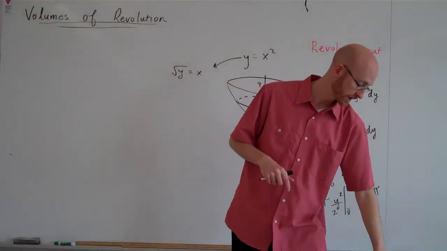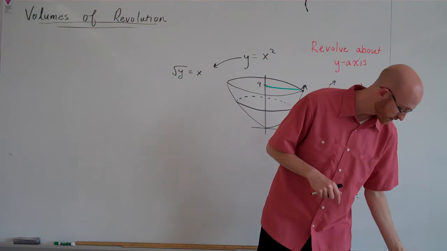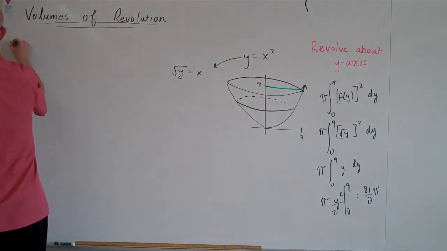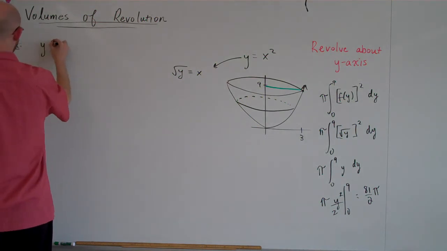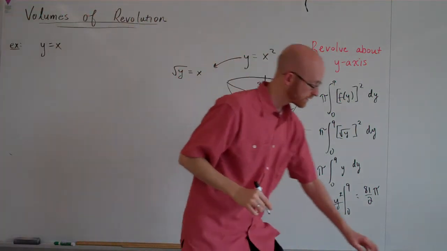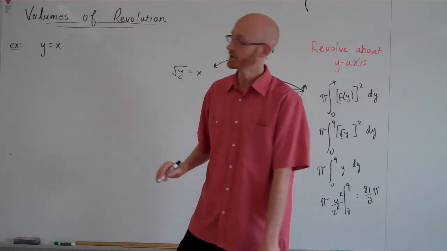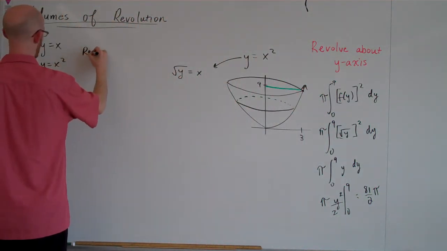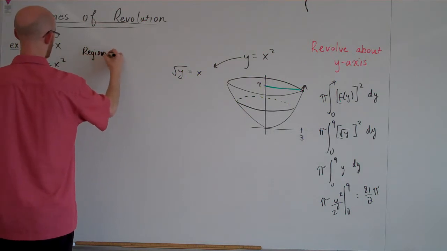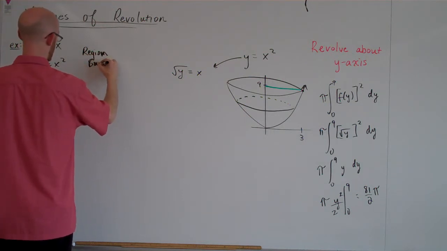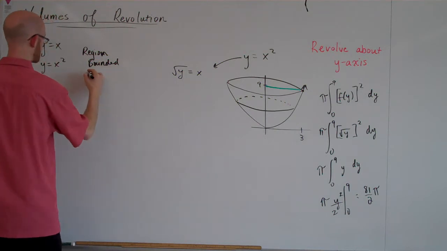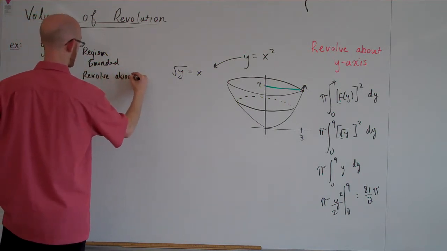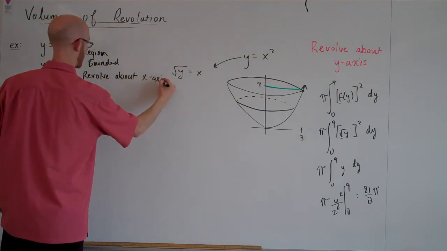So I'm going to do that one as a dx, and the question is going to be the region bounded by the curves y equals x and y equals x squared. So find this region bounded, and then revolve about the x-axis.